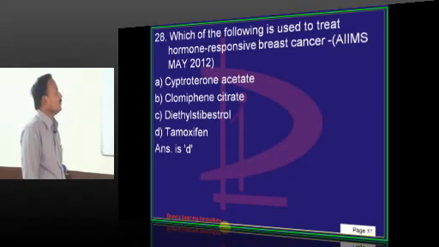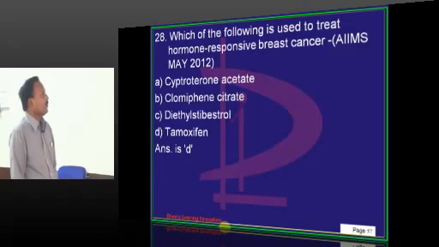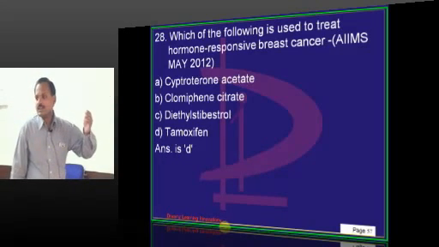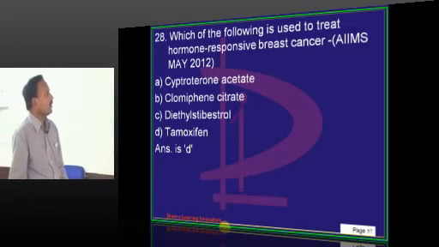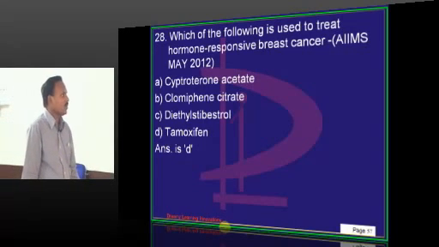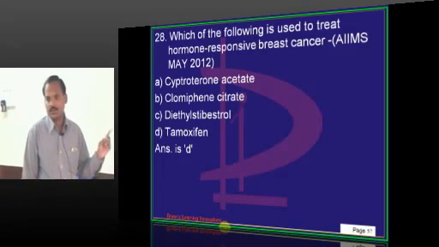Which of the following is used to treat hormone responsive breast cancer? Cyproterone, clomiphene, diethylstilbestrol, tamoxifen. So, here hormone responsive in the sense estrogen receptor positive. So, tamoxifen. There is no role for androgen receptor blocker cyproterone, there is no role for clomiphene, there is no role for diethylstilbestrol. Diethylstilbestrol will in fact aggravate cancer.